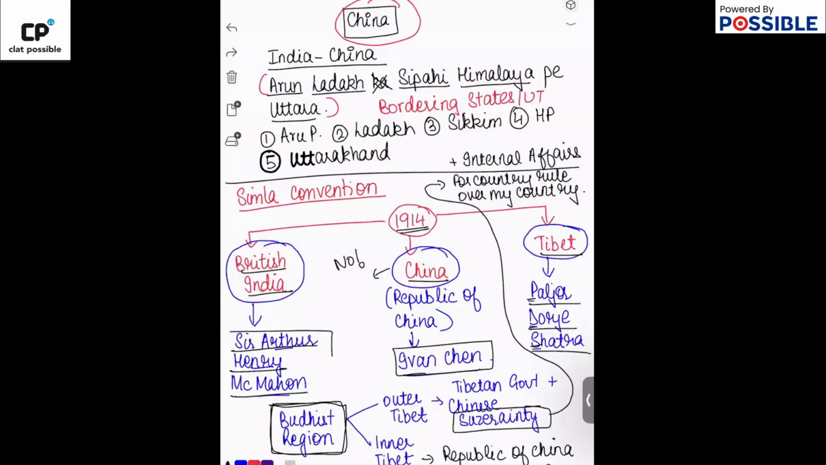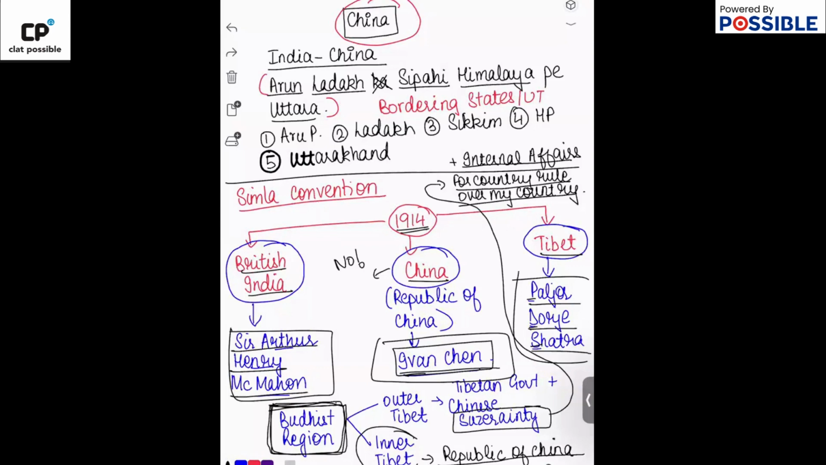Who signed it? The three people who are written on your screen. What is suzerainty? It means that a foreign country will rule over my country and I can take care of my own internal affairs. Inner Tibet is a part of Tibet which they said will go under the Republic of China. But even Chen said the entire area which is professing the Buddhism region should come under me. China refused because it wanted everything. So suzerainty is similar to the concept of a protectorate. Yes, it is similar to the concept of even a dominion state.